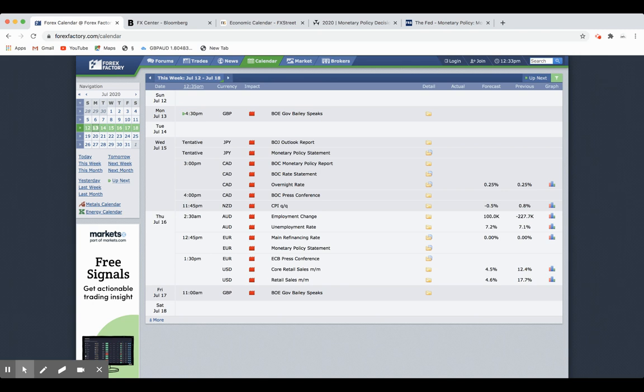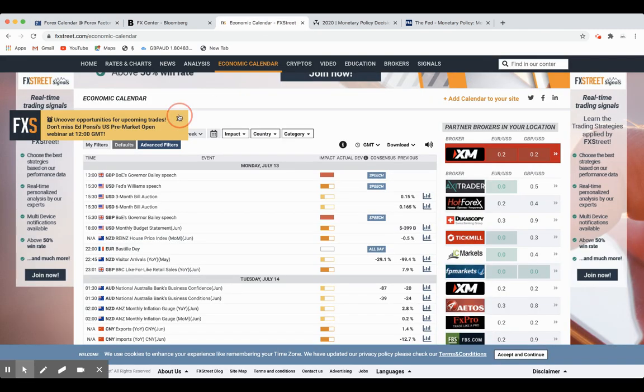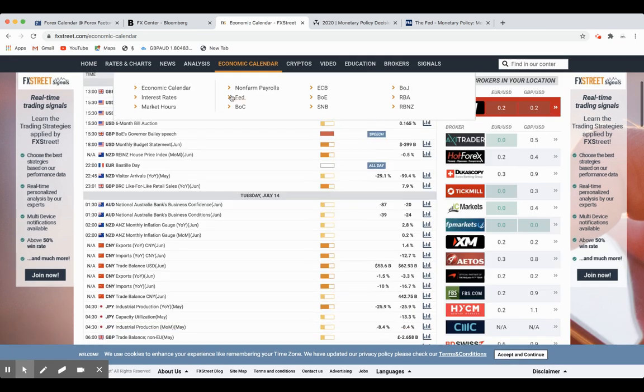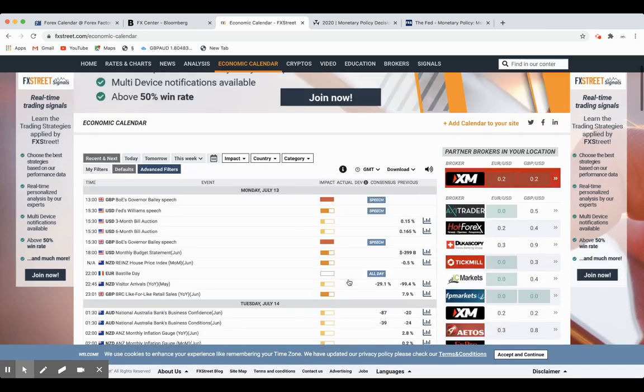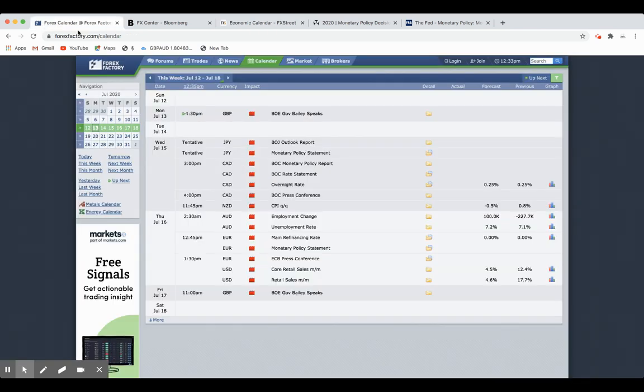There are a few more, and we've got FX Street as well, and Daily FX are notable ones. But to me, these ones are not quite as pretty. This is one I used to use, but I soon switched over to Forex Factory, and I've stayed there since. So this is where we begin, because this is where we're going to see economic data and central bank data as well, all lined up in a calendar, ready to actually trade.